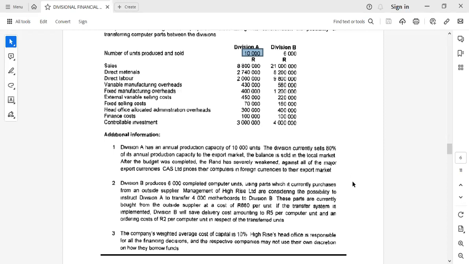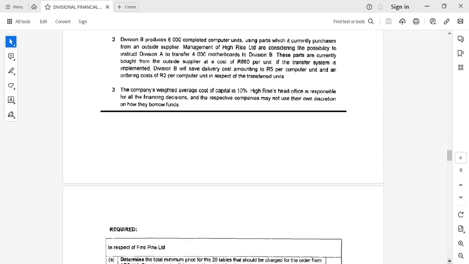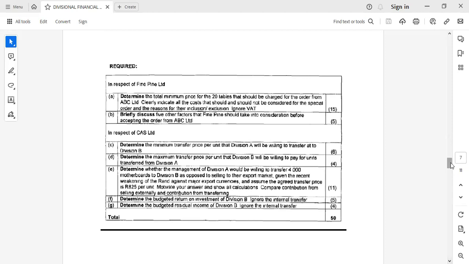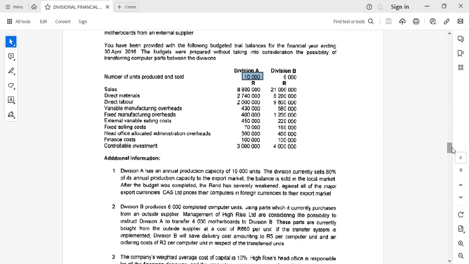The company's weighted average cost of capital is 10%. HiRise Limited head office is responsible for all the financing. Okay, that last part is about what we did last week, performance management. So don't worry about number 3. Now we want the minimum transfer price and the maximum.